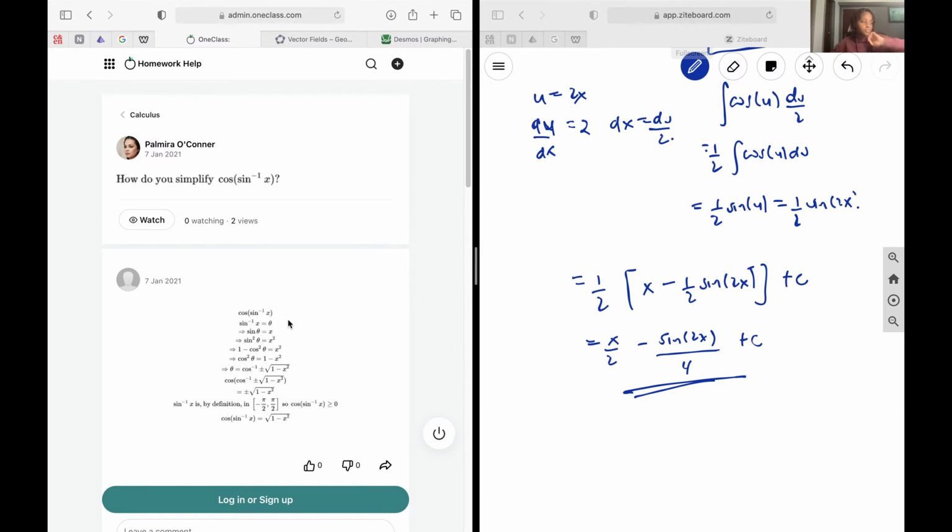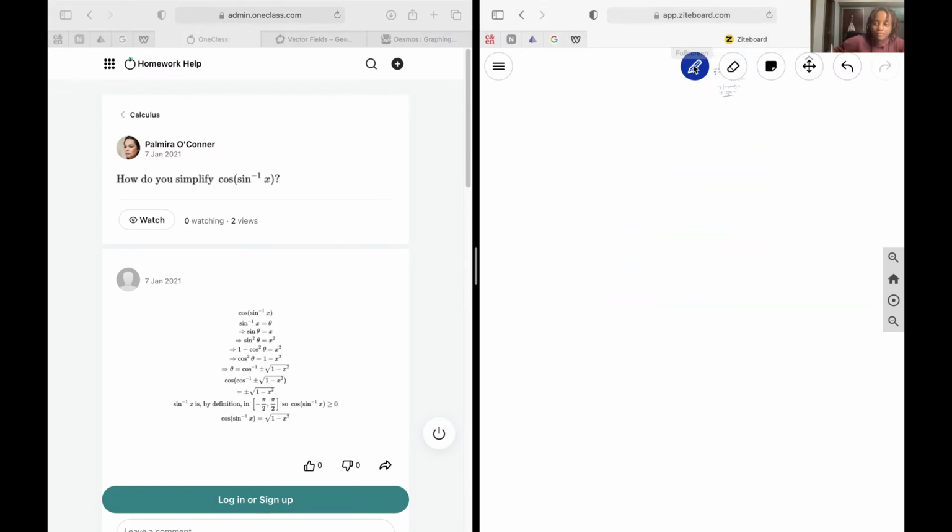Okay, lastly, we want to simplify cos of inverse sine of x. For this one, let's begin by talking about inverse sine of x. Let's say it's equal to theta. This means that sine theta is equal to x. Additionally, this would also mean that sine squared theta is equal to x squared.